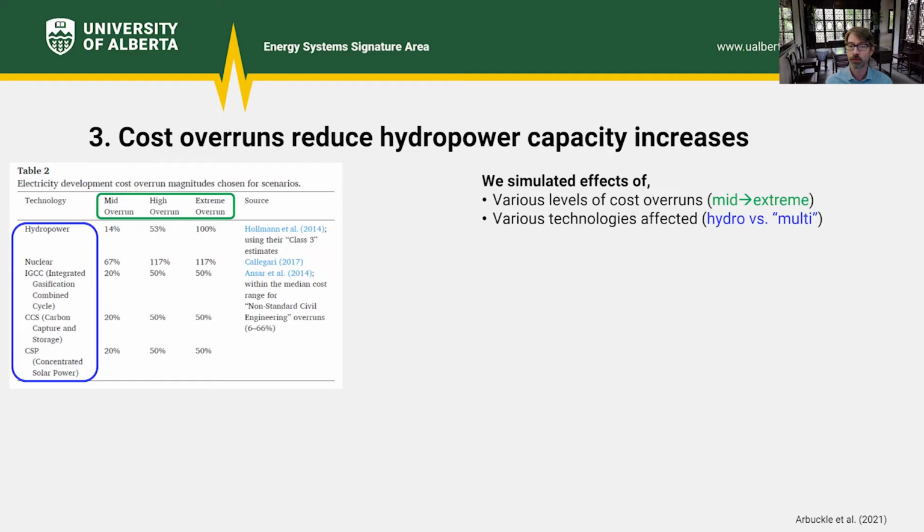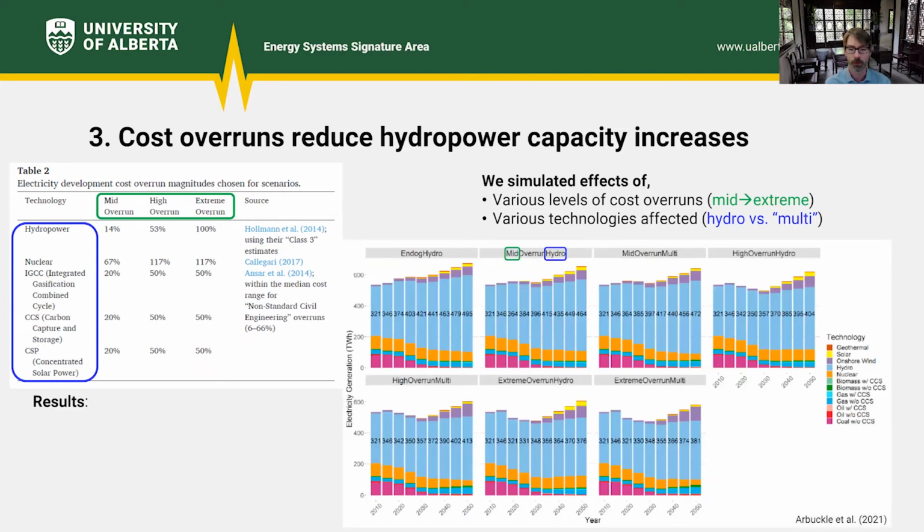And we looked at the effects of various different technologies. So what if we only had the cost overruns for hydropower? And what happens if we include cost overruns for other technologies that often experience cost overruns as well, like nuclear power plants, or some of these newer ones like carbon capture and storage, or integrated gasification combined cycle, which is a coal-fired technology. Okay, and here's what we found.